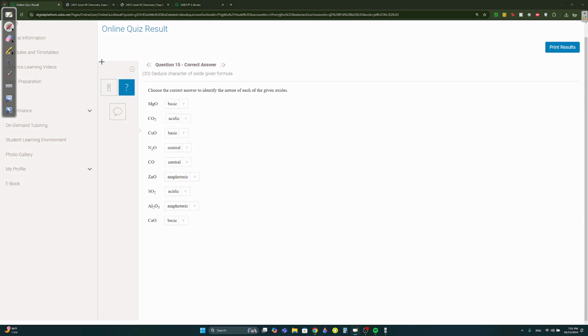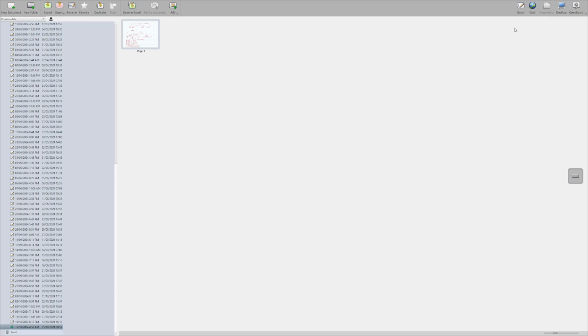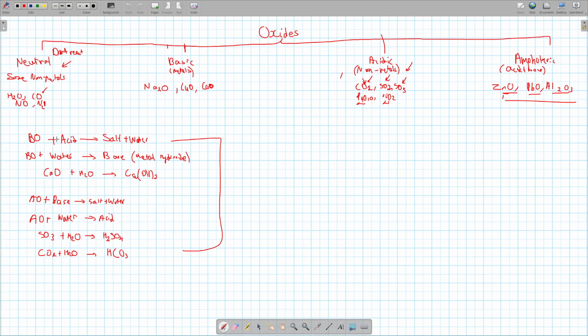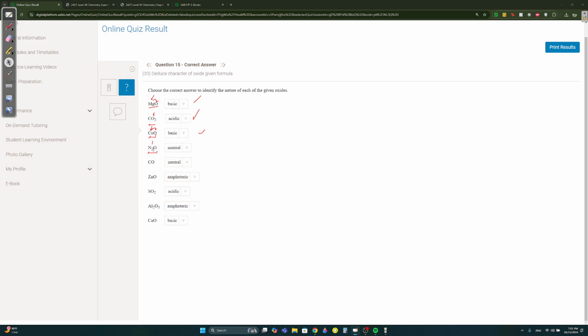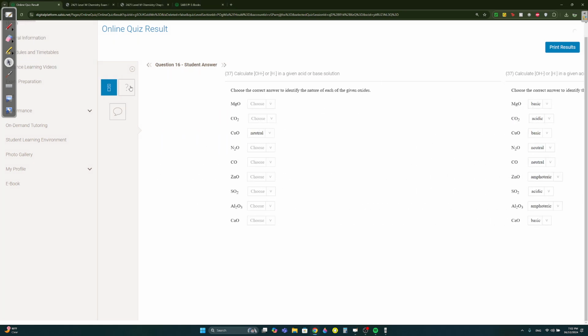Question 15. Magnesium oxide, metal oxide, basic. CO2, carbon dioxide, non-metal oxide, acidic. CaO, metal oxide, basic. N2O and NO, neutral. CO, neutral. Amphoteric, they asked this one: ZnO, amphoteric. SO2, acidic. Al2O3, amphoteric. CaO, basic, because it's a metal. Right, they were all written in my list.